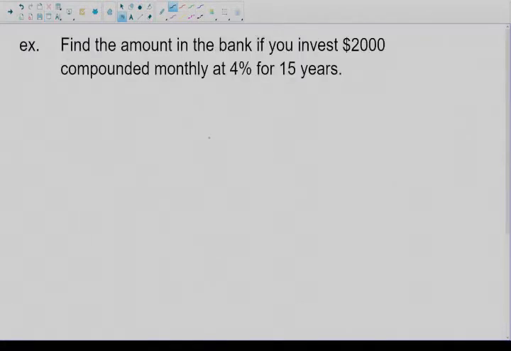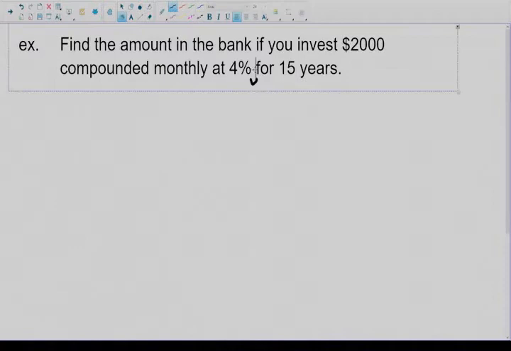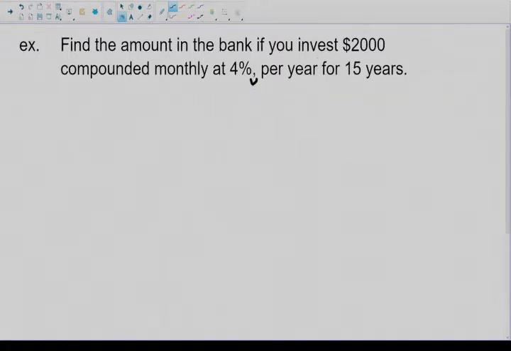So if you're looking for the amount of money you would have in the bank after a certain investment, here's an example of that. Find the amount in the bank if you invest $2,000 compounded monthly at 4% for 15 years. One thing I forgot to mention here is after 4%, I'm just going to type that in, they'll usually say "per year." So 4% per year for 15 years.